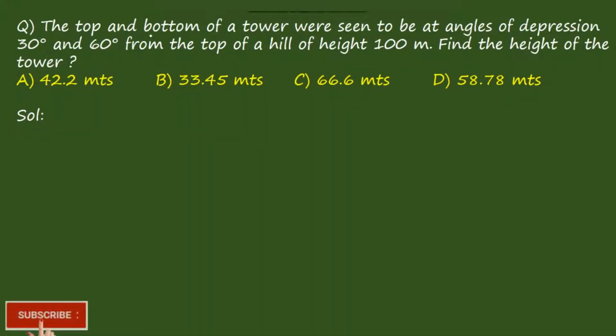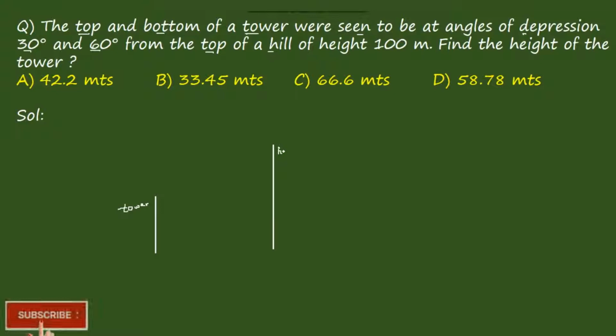Come to the next question. The top and bottom of a tower were seen to be at angles of depression of 30 degrees and 60 degrees from the top of a hill of height 100 meters. Find the height of the tower. First, understand the question. The top and bottom of a tower. Here it is a tower. The top and bottom are seen at angles of depression of 30 degrees and 60 degrees from the top of a hill. Okay, we consider something as a hill here.